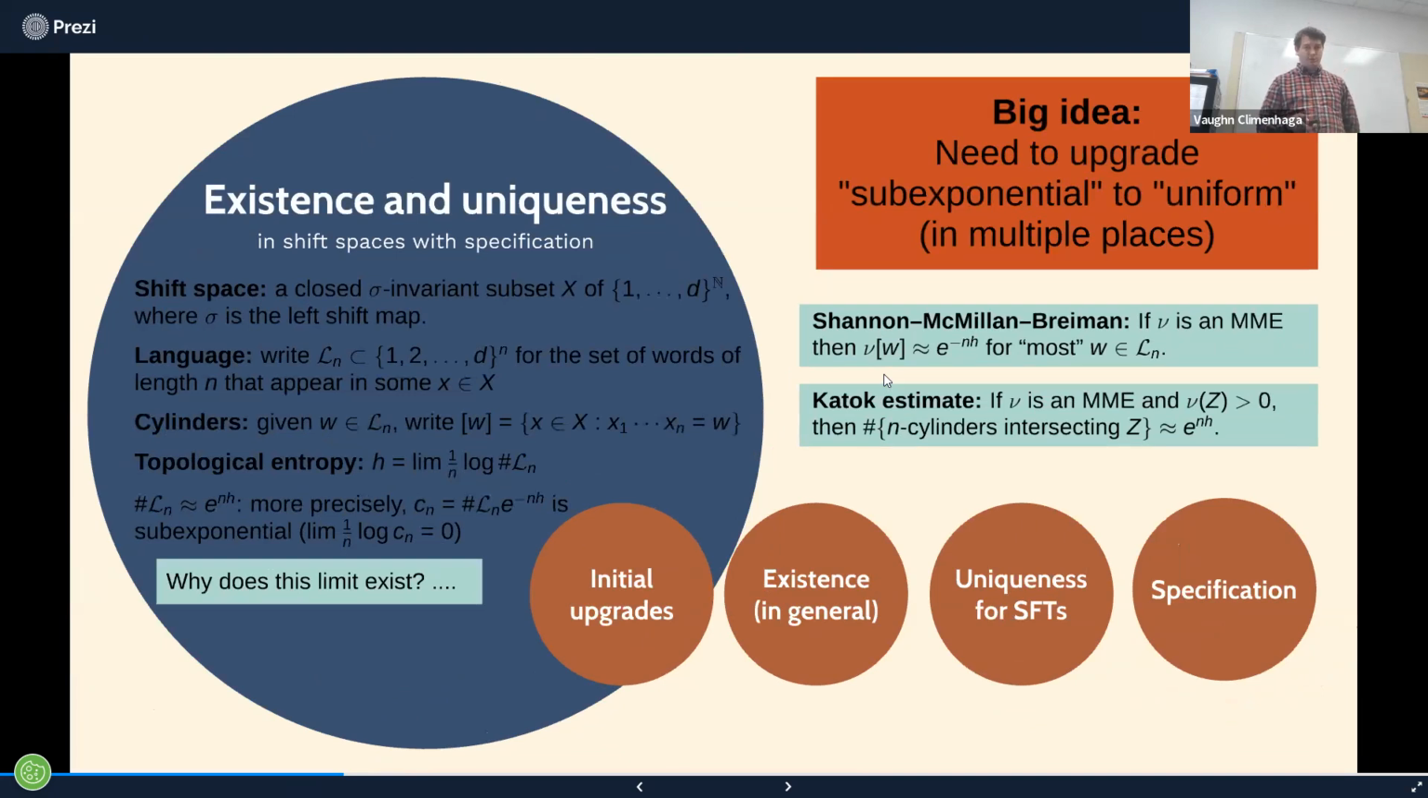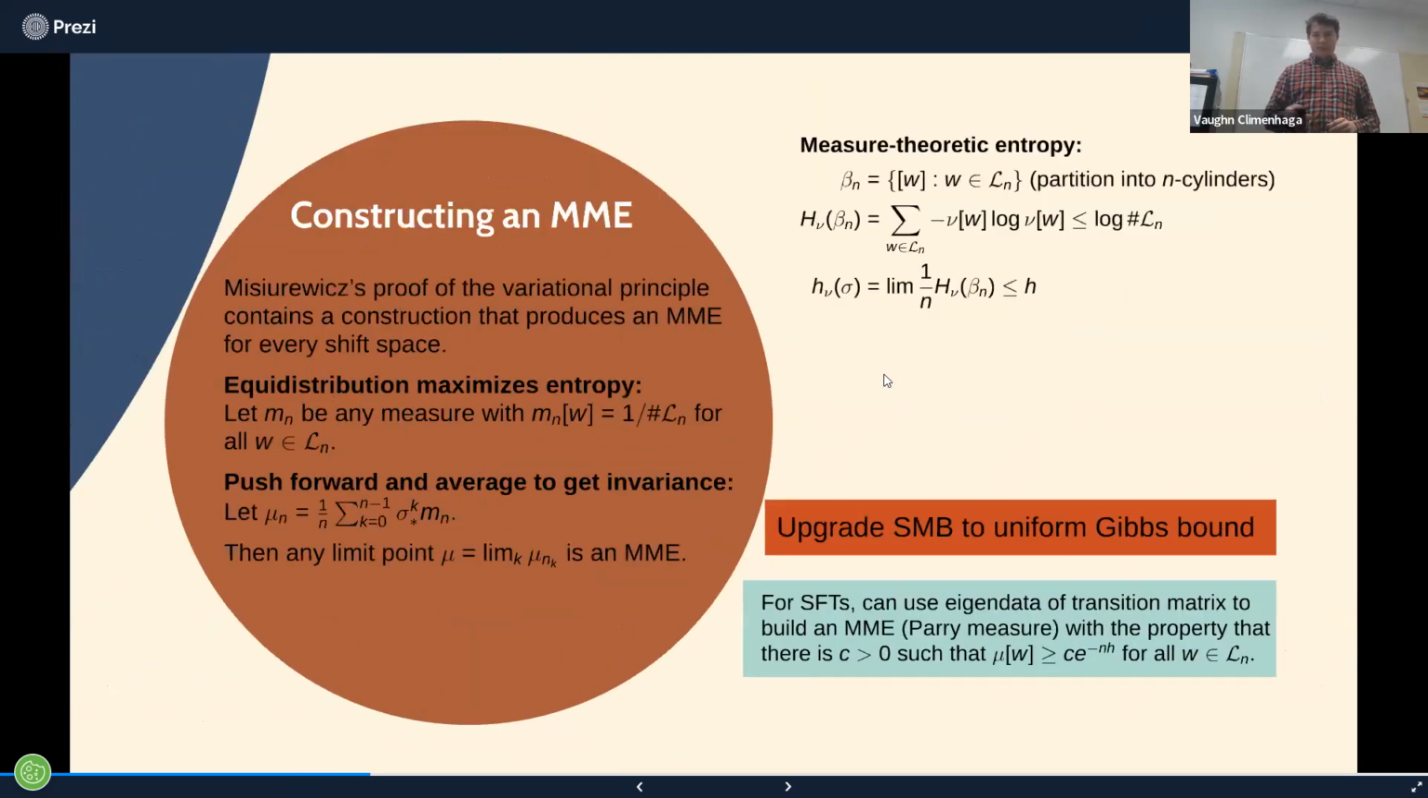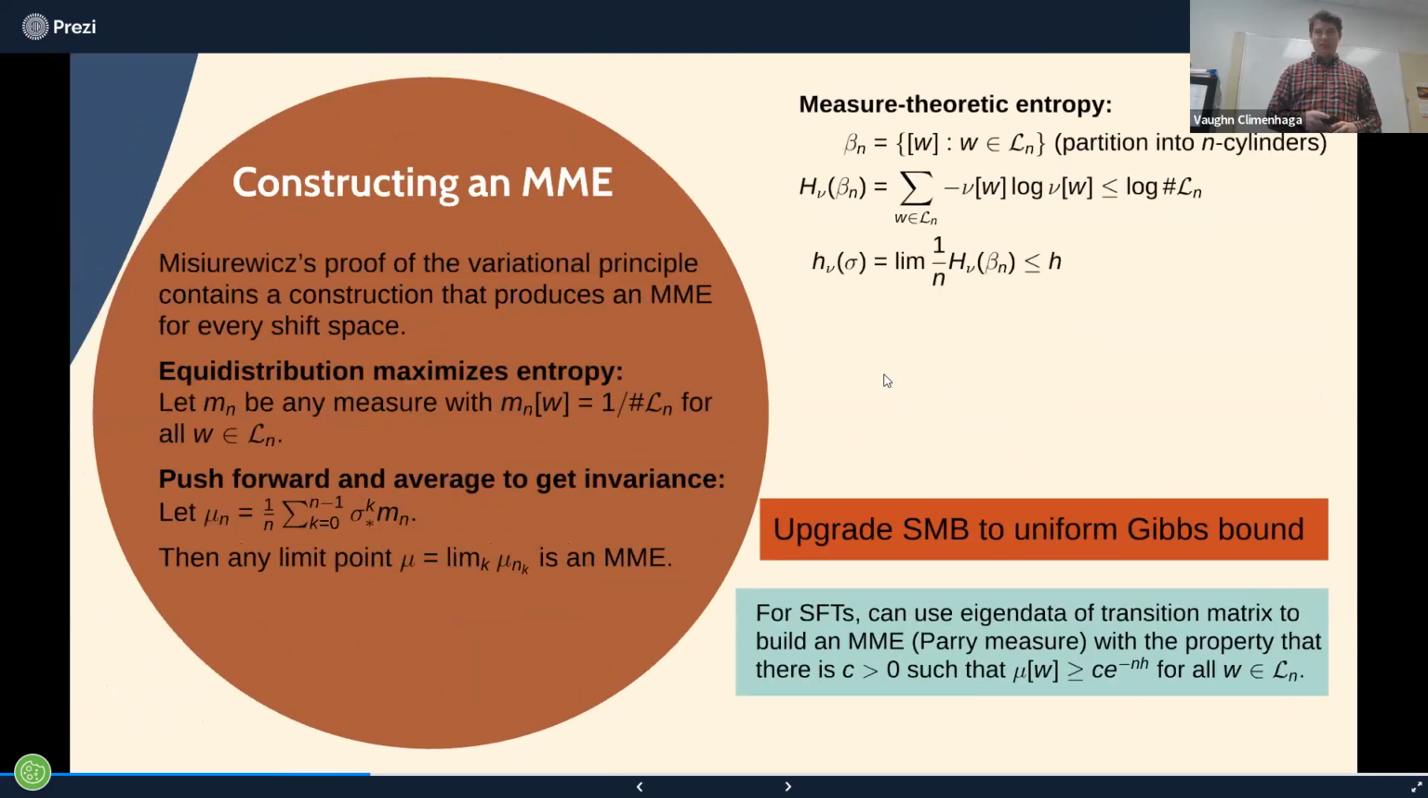Instead, we should talk about what role all of this plays in the questions of existence and uniqueness. And we're going to start with existence. And actually, the answer is that in the question of existence, what I just said plays almost no role. So for an arbitrary subshift, it's possible to construct a measure of maximal entropy, basically using the first big idea, the big idea from the first section, that equidistribution maximizes entropy.